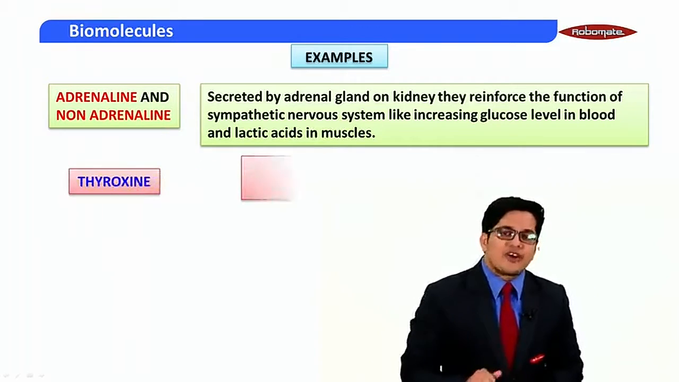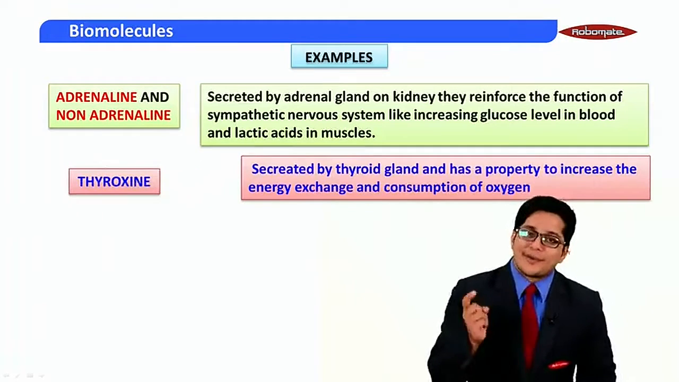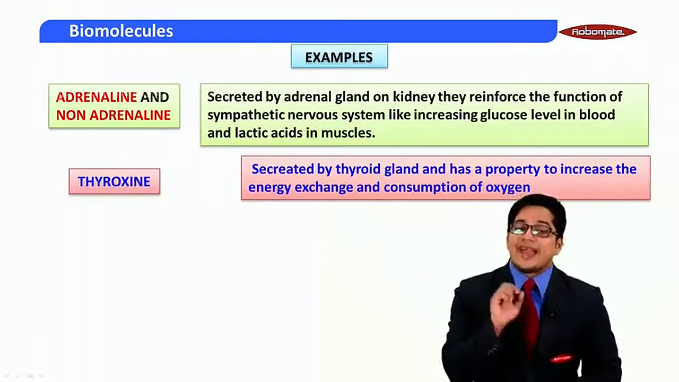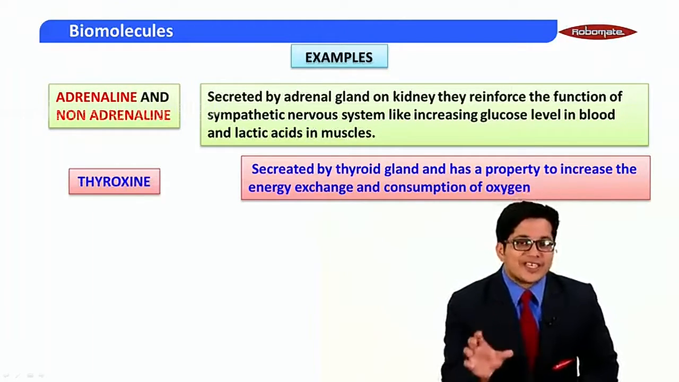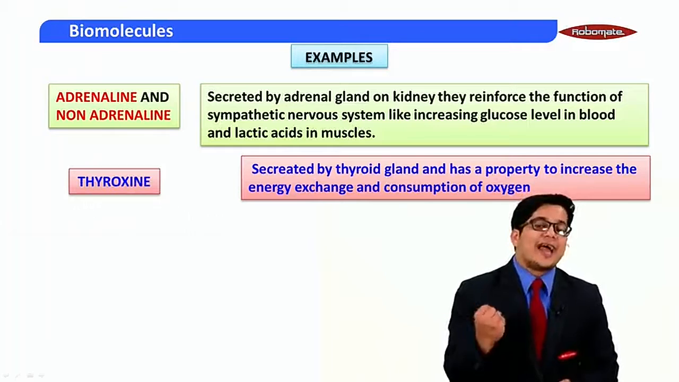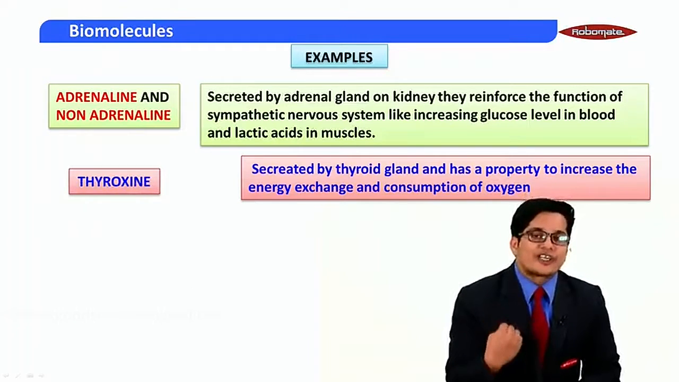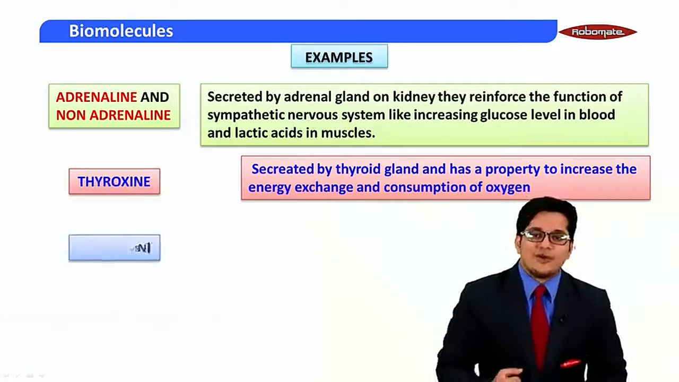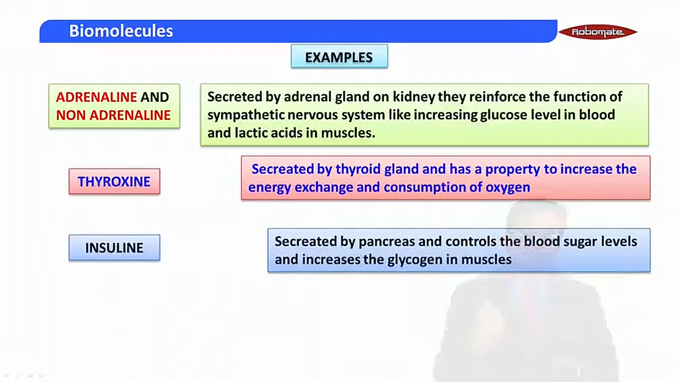Also, the next hormone which we are going to study is thyroxine, produced by the thyroid gland, which has the property to increase the energy exchange and consumption of oxygen. Also, the next hormone, insulin, is secreted by the pancreas and controls the blood sugar levels and increases glycogen in muscles.